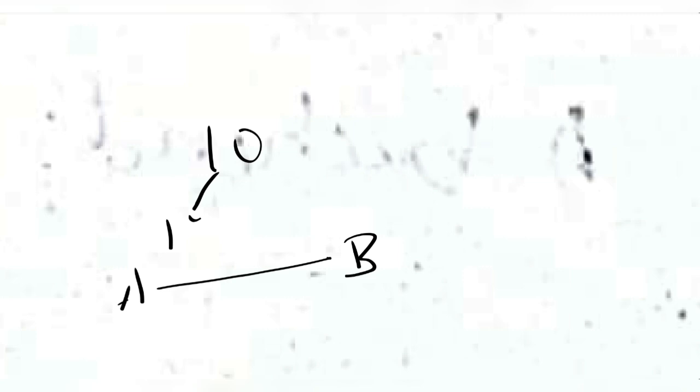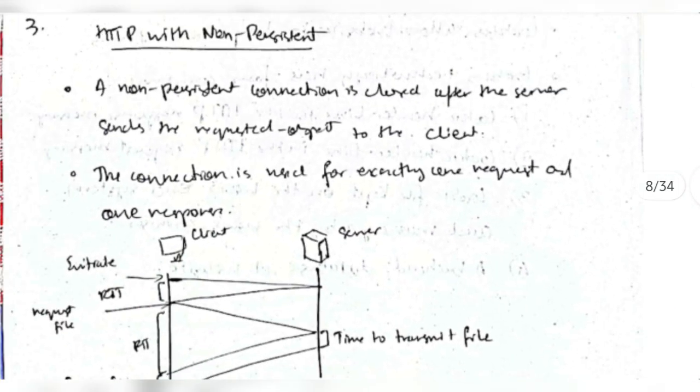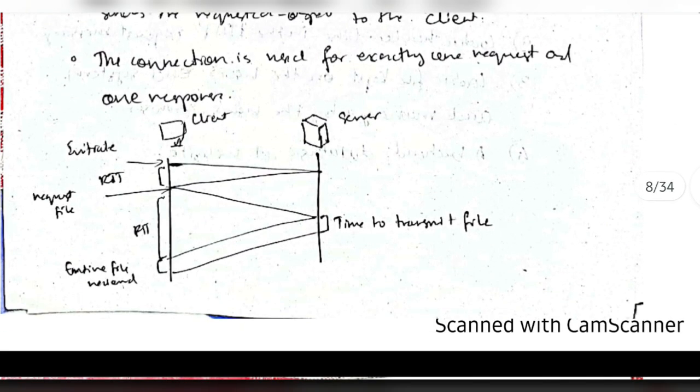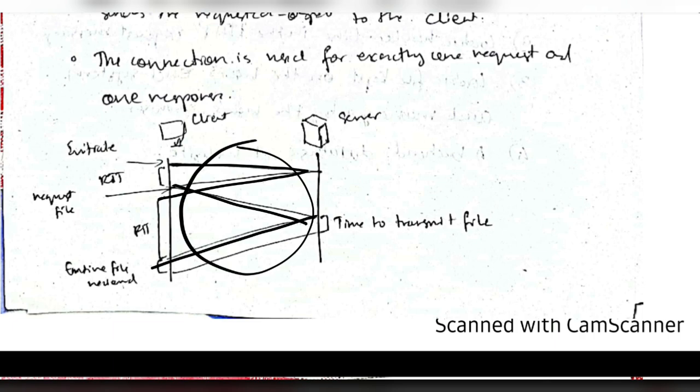In non-persistent, if you have to transfer 10 images, the first image has to be transferred via a single new connection. After this is transferred, this connection will break. You have to make another connection to transfer the next image. That is non-persistent. This is the basic definition and the difference, and by that you have to expand it in your own words. This is the diagram which you have to make for the non-persistent. There will be a request and a response, and after that the file will be transmitted, and this is for the single connection. Then the connection will be broken.